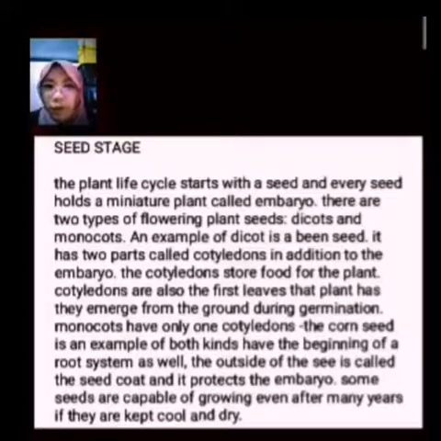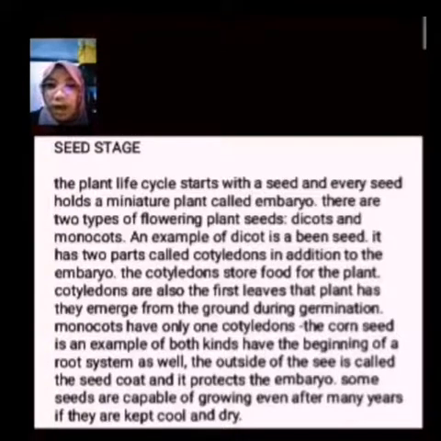Monocots have only one cotyledon. The corn seed is an example of a monocot. Both kinds have the beginning of a root system as well. The outside of the seed is called the seed coat and it protects the embryo. Some seeds are capable of growing even after many years if they are kept cool and dry.